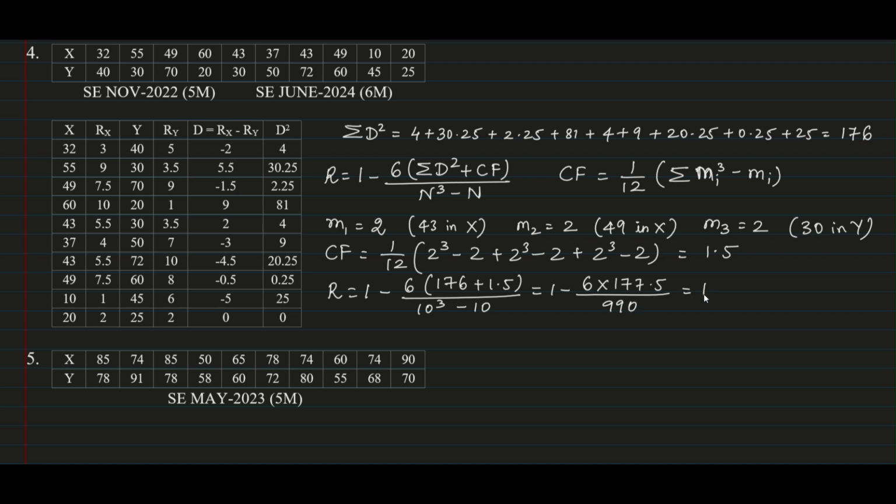Which in the calculator is solved as 1 minus 1.076. So 1 minus 1.076 is minus 0.076, and that's the answer. Also remember that this 1 minus is not a part of the fraction, it is standing alone.